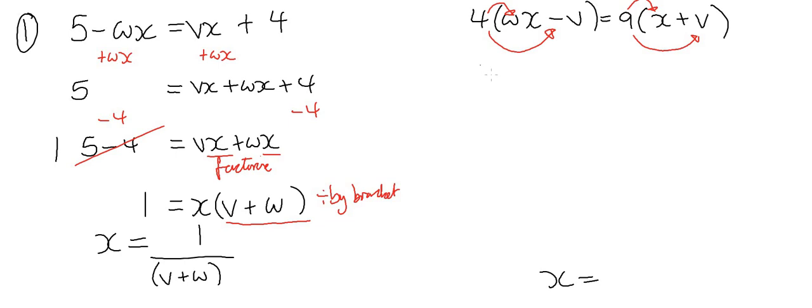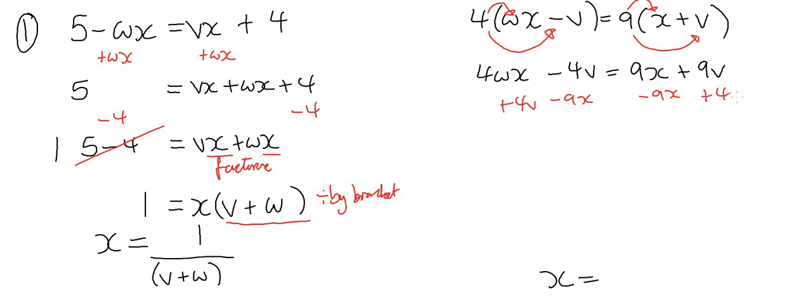So I get 4wx minus 4v equals 9x plus 9v. Okay, so now I want to get my x on the same side again. So I'm going to subtract this 9x and subtract 9x from here. And I'm also going to add this v, because I don't want the v's. So I'm going to add 4v and add 4v. Right, so what does that get me?